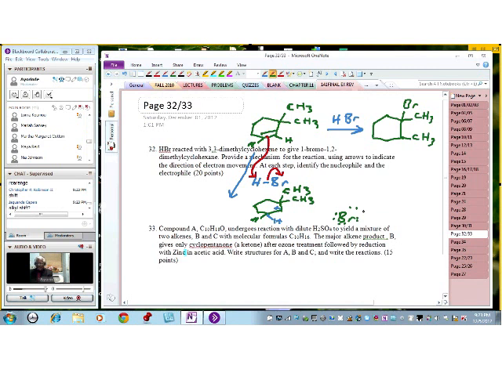Oh, alkyl shift. Excellent. Okay, we are going to get an alkyl shift. Very good. That is correct. So now we get an alkyl shift.